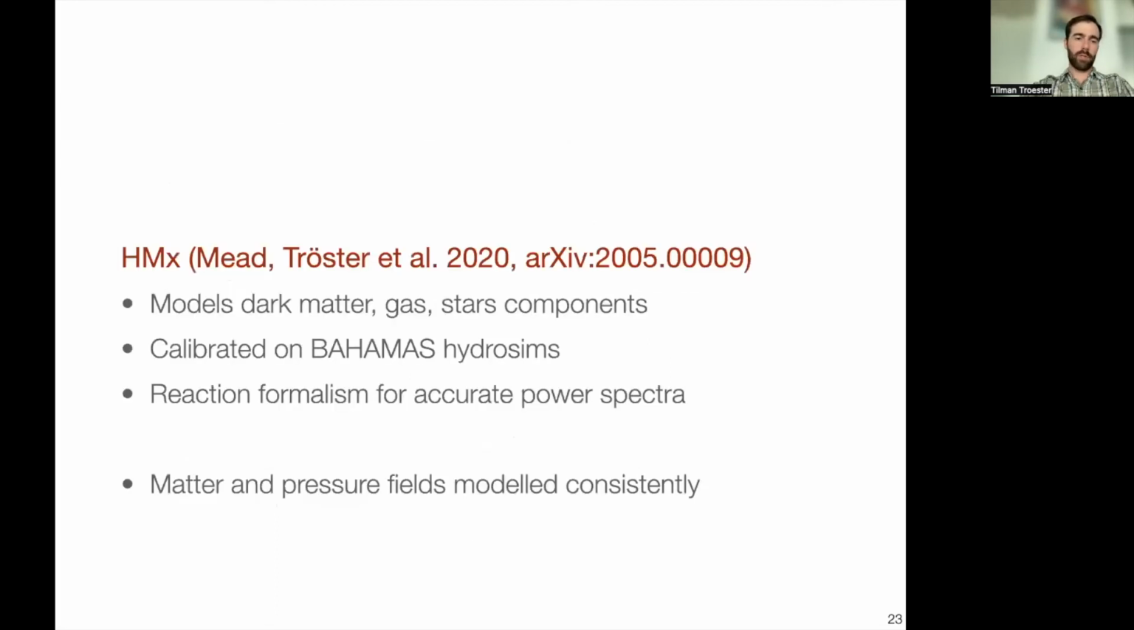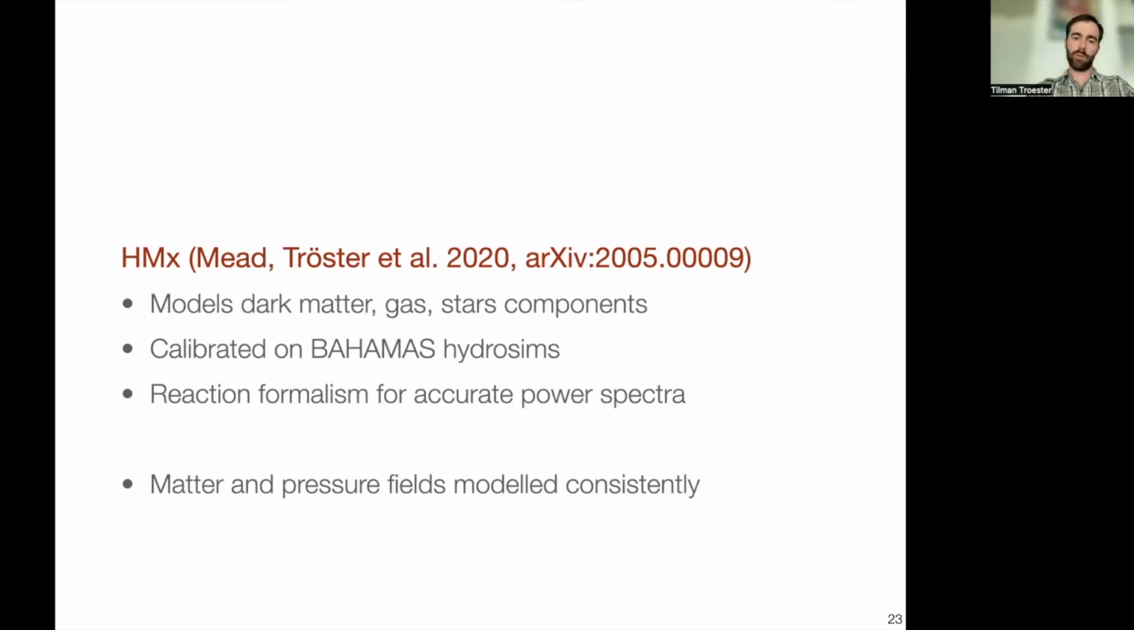Now, for the modeling, we use something called HMx. That's work mostly done by Alexander Mead. And HMx is a halo model based approach. It's somewhat simplified, but it has a quite physical underlying principle. And it models different components separately. So we have a dark matter component, we have a gas component, we have star components, and so on. And all of these components have their own parameters, like how puffy the dark matter halos are, for example.